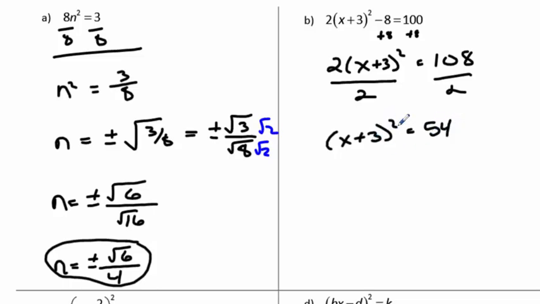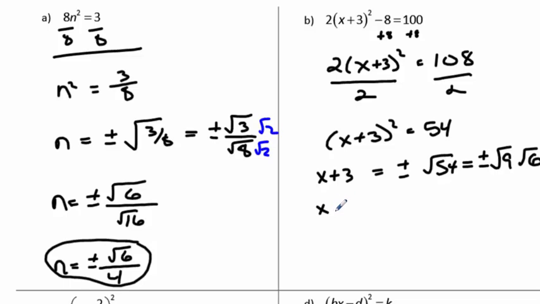Now that the perfect square is by itself, we're going to take the square root. So we're going to have x plus 3 equals plus or minus the square root of 54. This can be broken down into plus or minus. 54 is 9 times 6. 9 is the perfect square. So I have x plus 3 equals plus and minus the square root of 9 is 3 times the square root of 6.